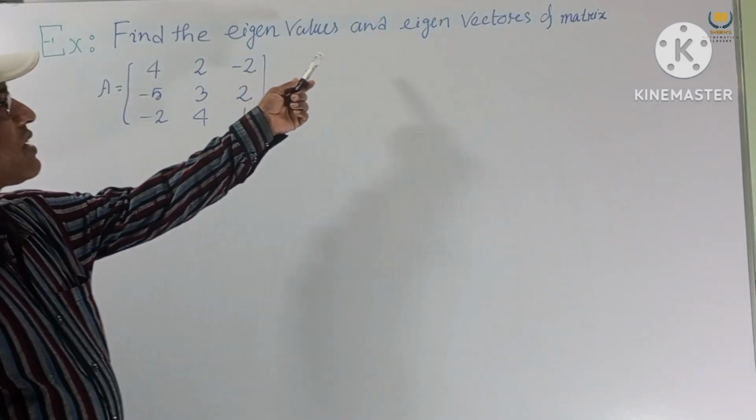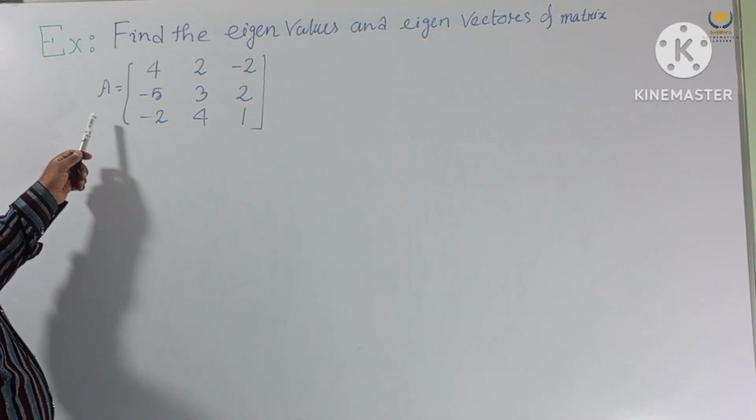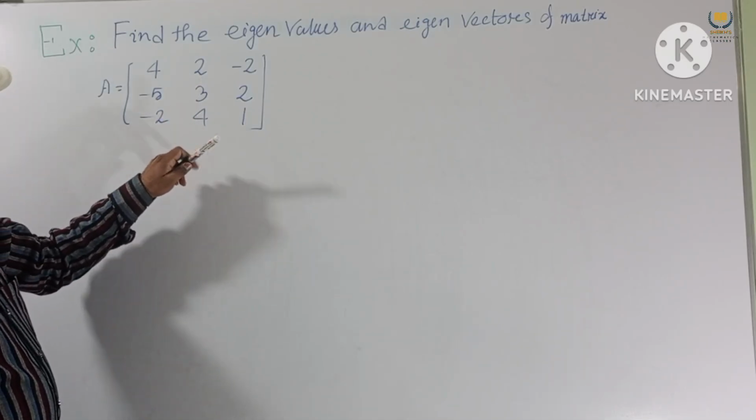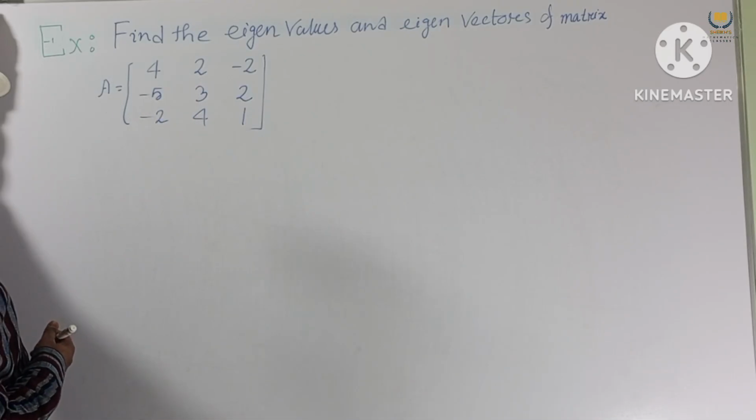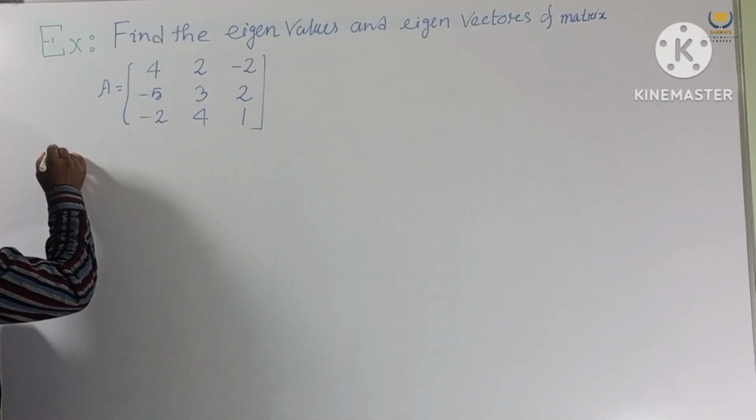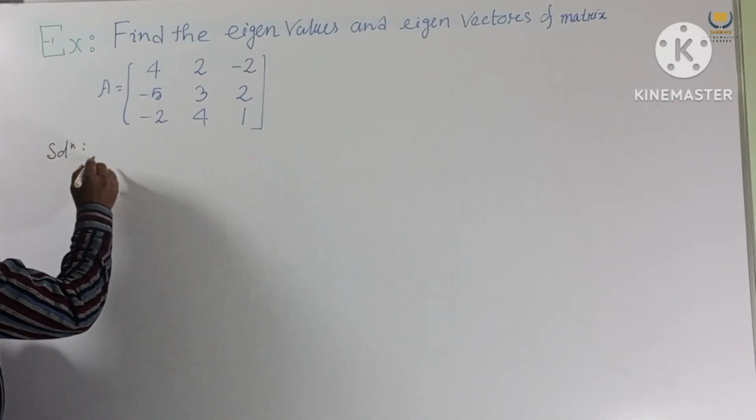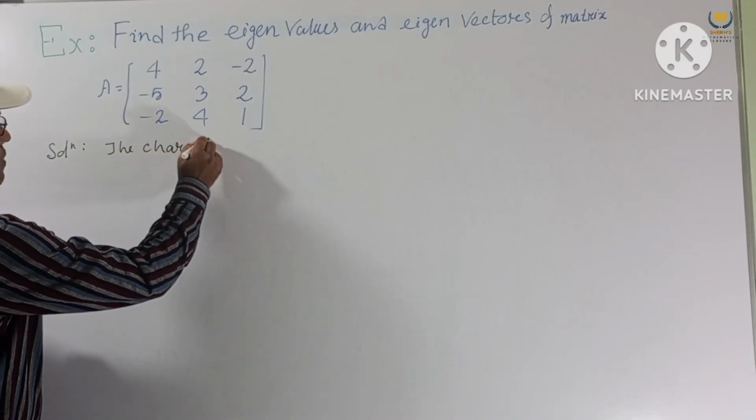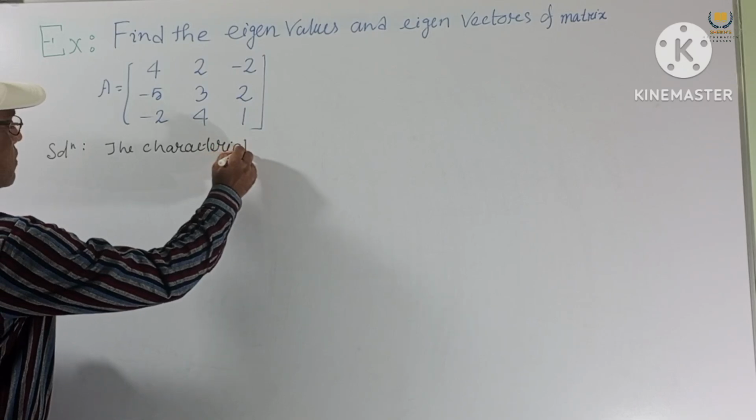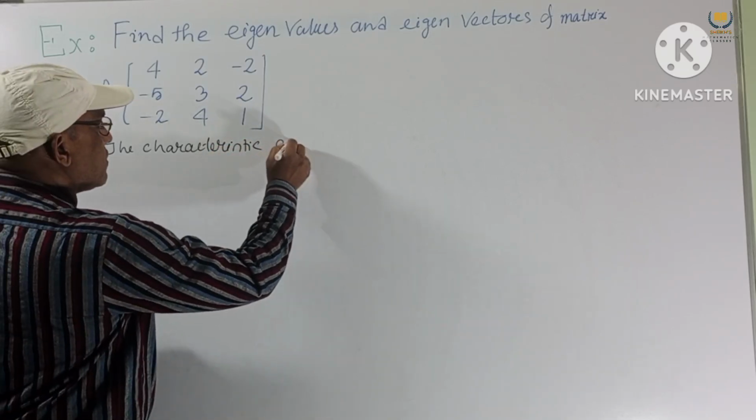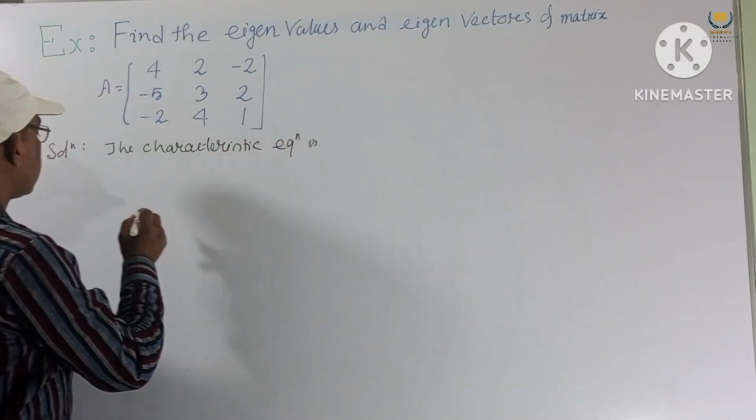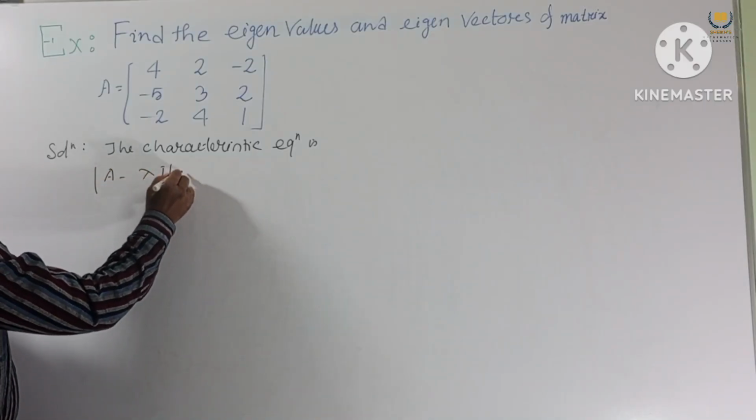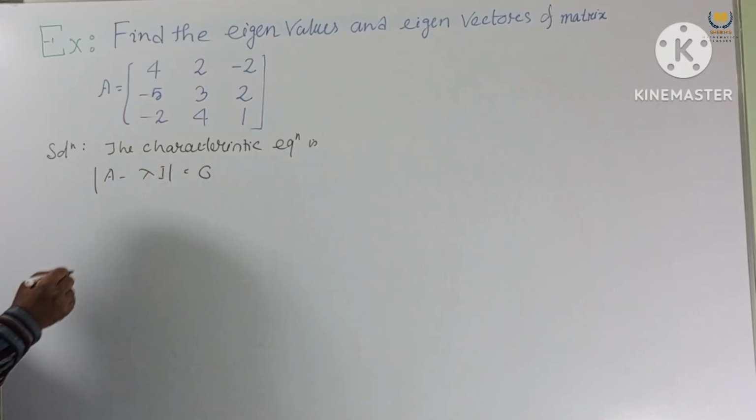Find the eigenvalues and eigenvectors of matrix A equal to [4 2 -2; -5 3 2; -2 4 1]. So we consider this. Solution: the characteristic equation is determinant of A minus lambda I equal to 0.